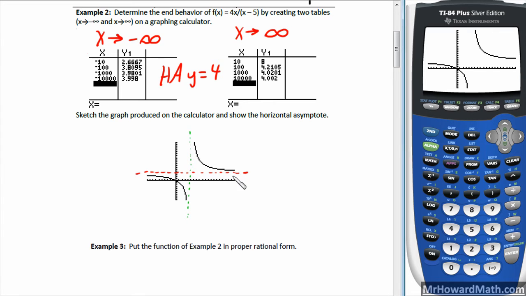So we have already determined that the horizontal asymptote was at y equals 4, so we can label that as 4. And from our prior knowledge, we know we have a factor of x minus 5 in the denominator, so that actually gives us a vertical asymptote at positive 5. So there is our sketch. Main thing, we notice that we have the horizontal asymptote at y equals positive 4 right here.